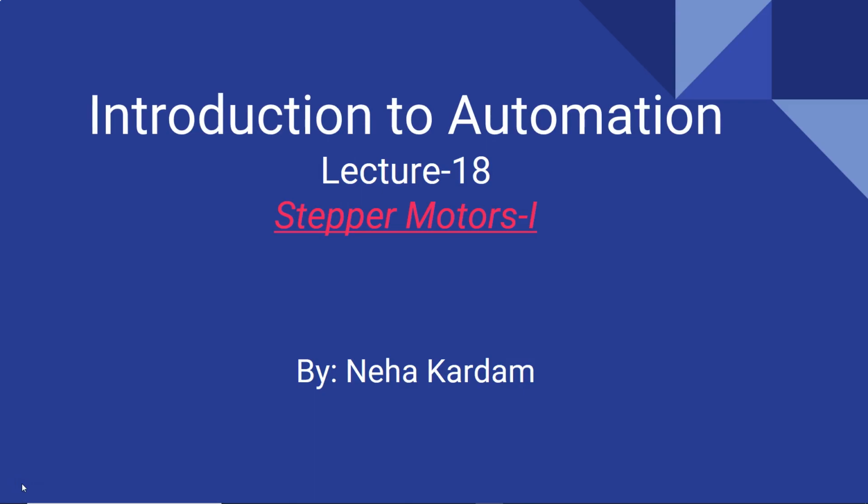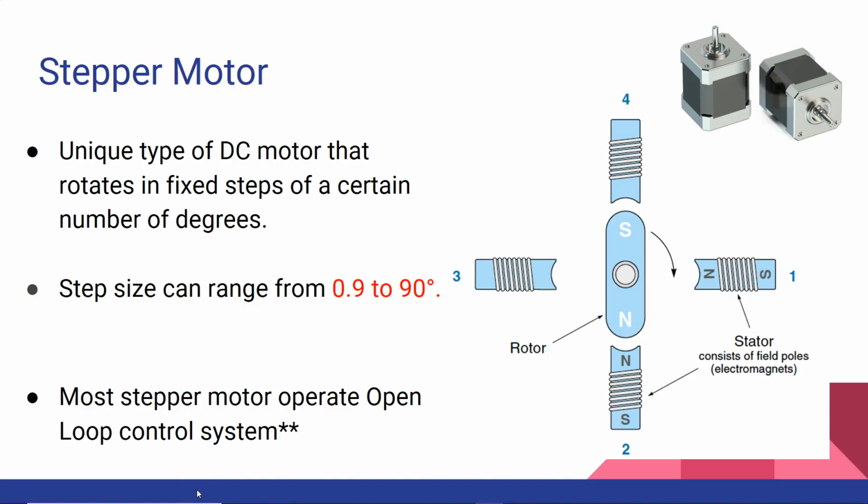In this lecture, we are going to learn about stepper motors. A stepper motor is a pulse-driven motor that changes the angular position of the rotor in steps. It basically divides a full rotation of the motor into a number of equal steps. And due to this nature of a stepper motor, it is widely used in low-cost open loop position control systems. If we see the step size, then it can range from 0.9 to 90 degrees.